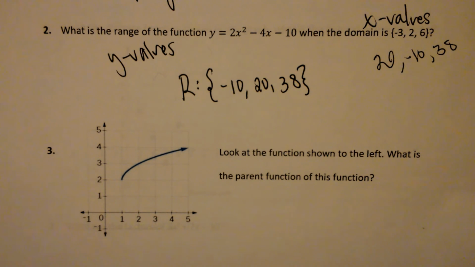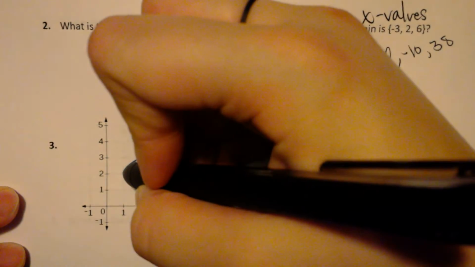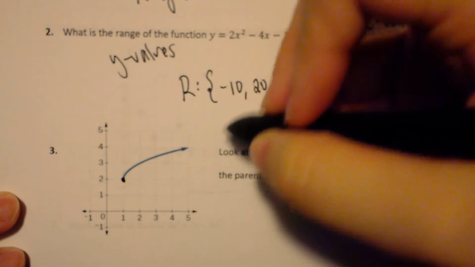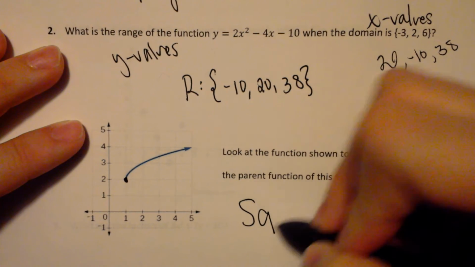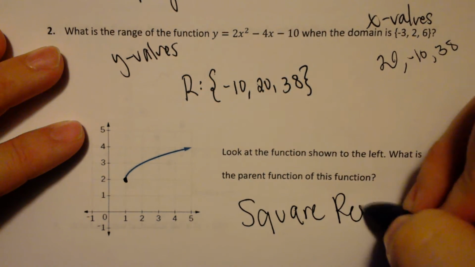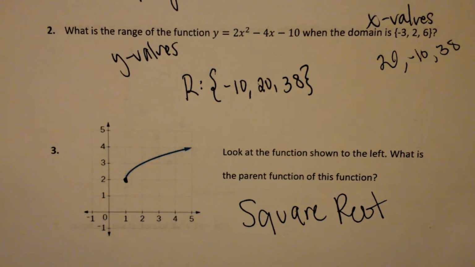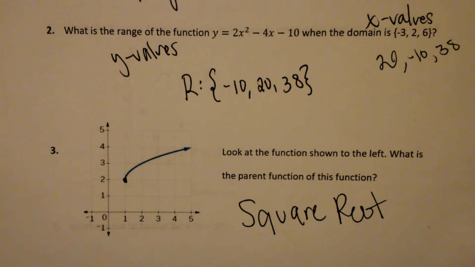So number 3, look at the function shown to the left. What is the parent function of this function? So the starting point, and then it kind of increases from there. It looks like half of a parabola. That's the square root function. I don't care what it is, I just know that's a square root function. That's all it's asking, not finding anything special about it, just trying to find what type of function it is.